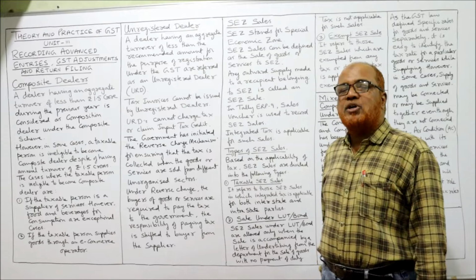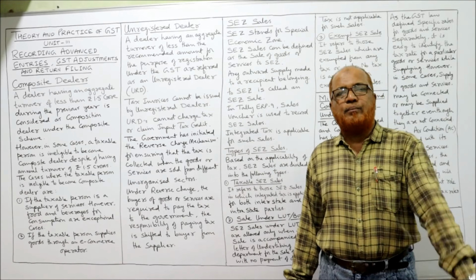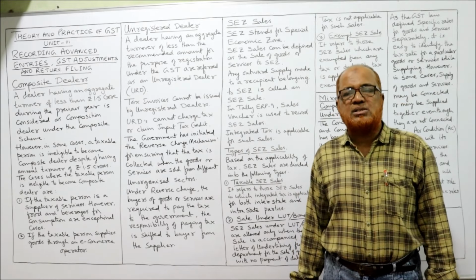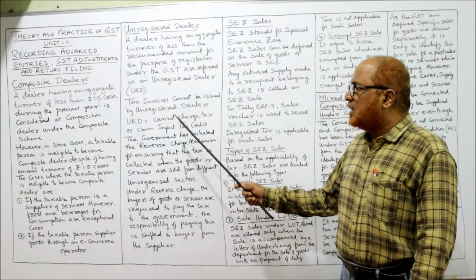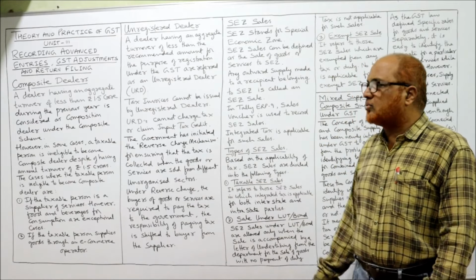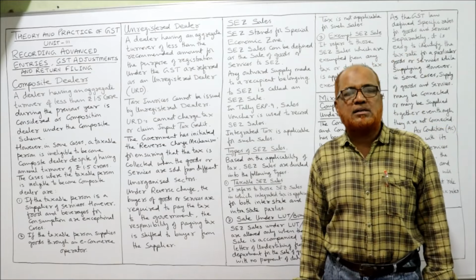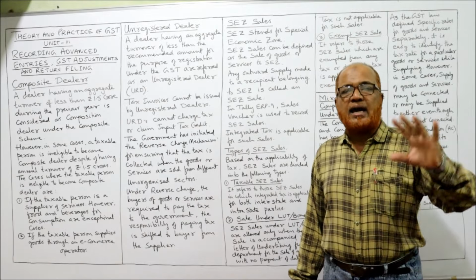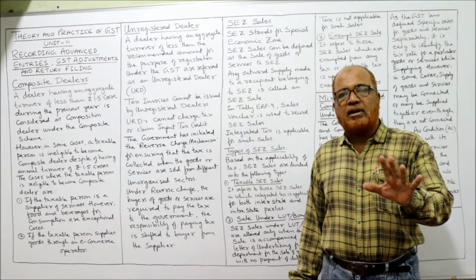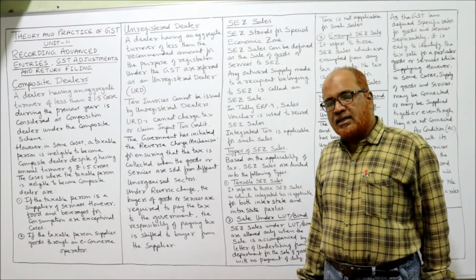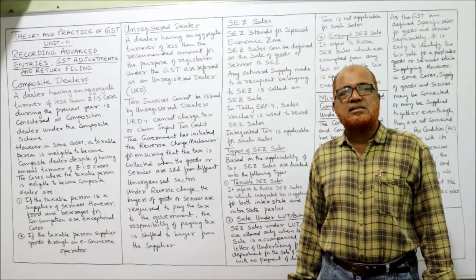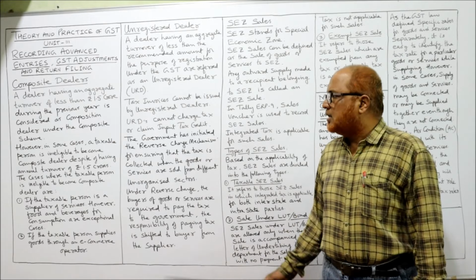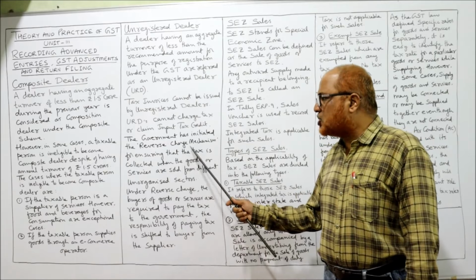Tax invoices cannot be issued by an unregistered dealer. One of the main problems of an unregistered dealer is that they cannot issue tax invoices when they supply goods or services. Then, an unregistered dealer cannot charge tax or claim input tax credit. They cannot charge tax from the buyers, they cannot raise tax invoices, and they cannot get the benefit of input tax credit, ITC, because they are not collecting the tax. So ITC they will not get. Then the government has initiated the reverse charge scheme.